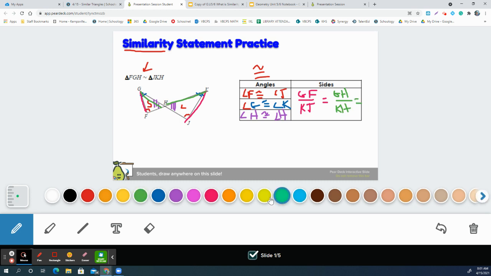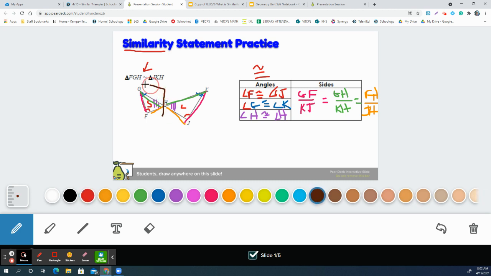And then our last one, let's do orange, is going to be FH and JH. So F goes with J. Say it again. It's angle mark. I'm glad you asked.